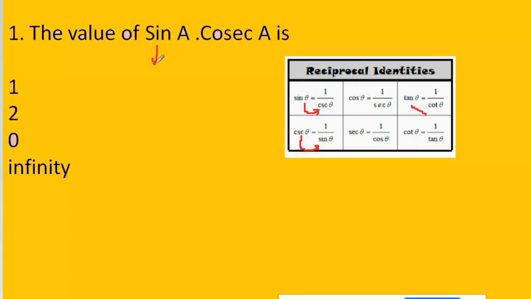So I am replacing the sine value with its reciprocal. Sine reciprocal is 1 by cosecant A and I am writing cosecant A as it is. Cosecant gets cancelled, the value is 1. So the correct option for this question is 1.